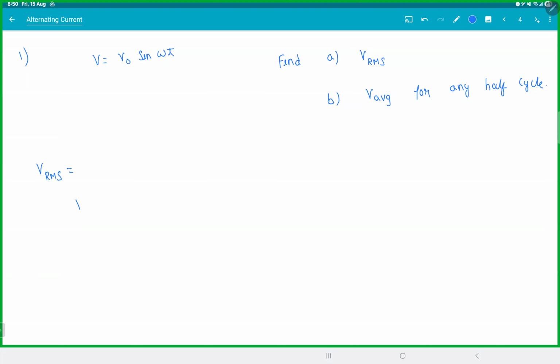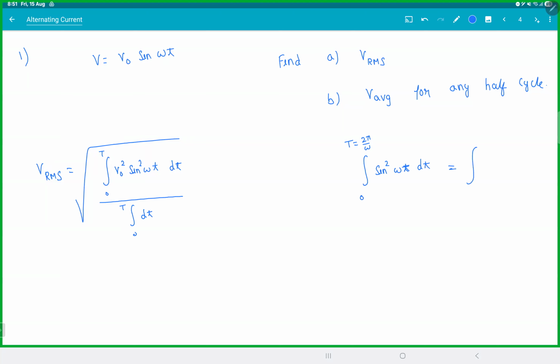So VRMS will be root over integral V naught square sine square omega t dt, 0 to T, over integral dt, 0 to T. So how do you integrate a sine square function? Sine square omega t, 0 to T. Remember, T is nothing but 2 pi by omega. Sine square omega t can be written as 1 minus cos 2 omega t by 2.